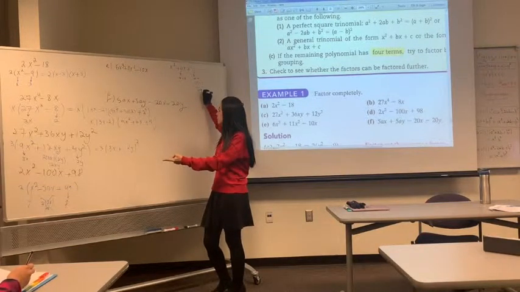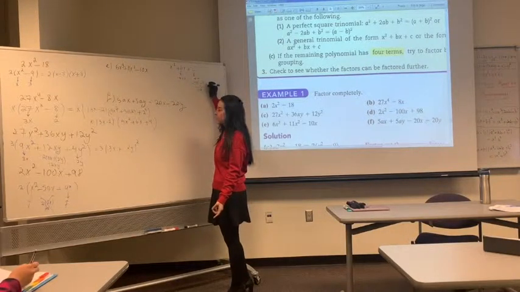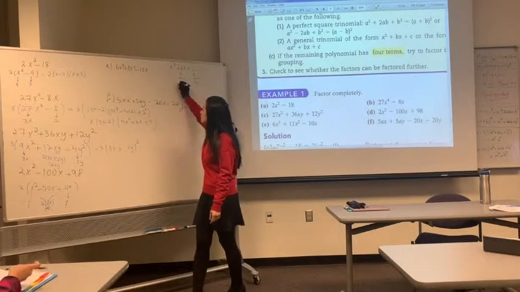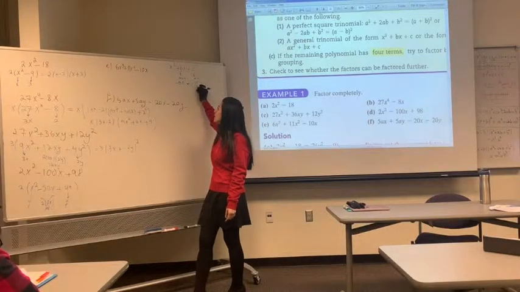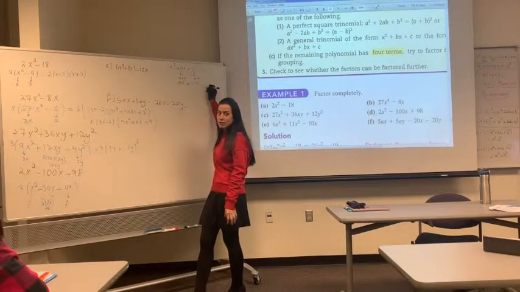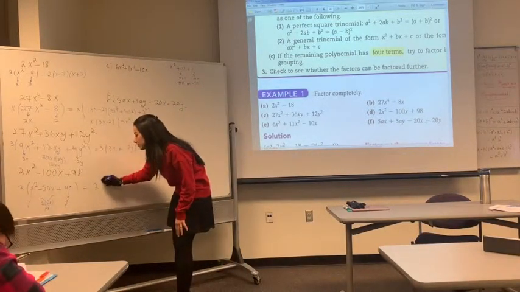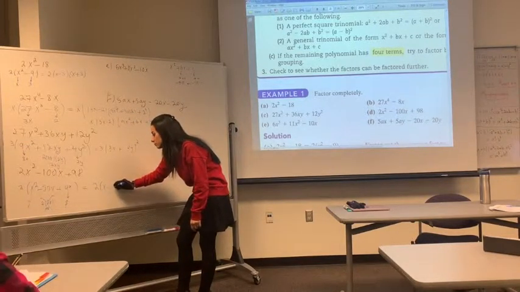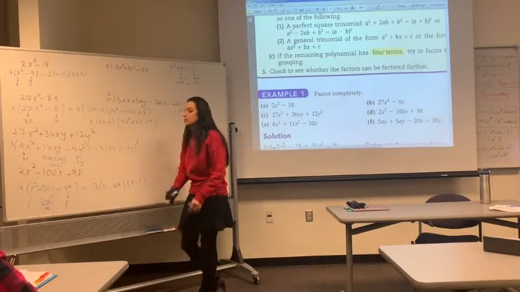It's positive, so probably it was negative 49 multiplied by negative 1, right? Because if we add them together, we get negative 50. So m is negative 49, n is negative 1. So 2 times x plus m, x plus n.